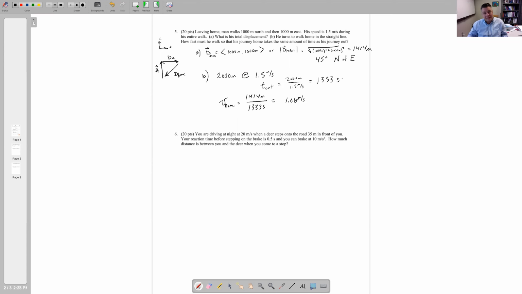Does the answer make sense? Yeah, he's covering a shorter distance, right? The hypotenuse is going to be shorter than the sum of the lengths. So it makes sense that if he wants to do it in the same amount of time, he gets to walk slower because he's going a shorter distance.